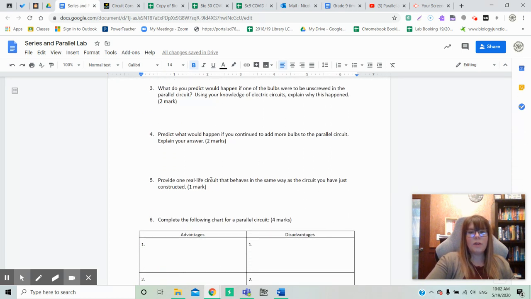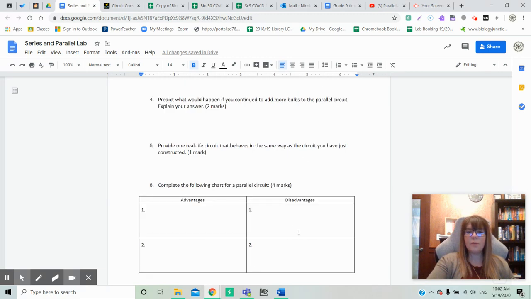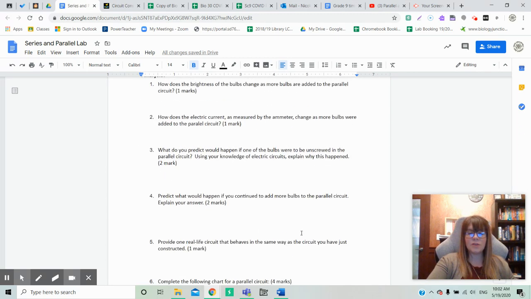And then again, go online, try and find a real life example of a circuit that is wired this way and what are some advantages and disadvantages.